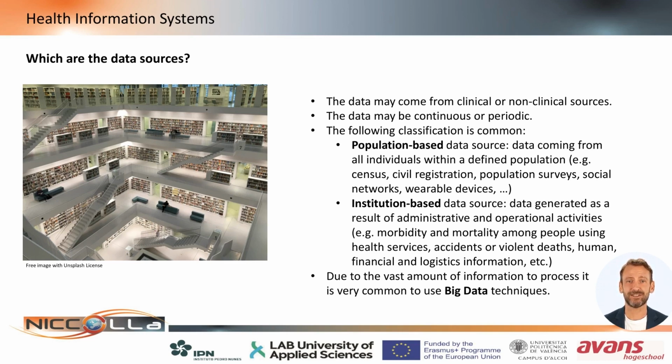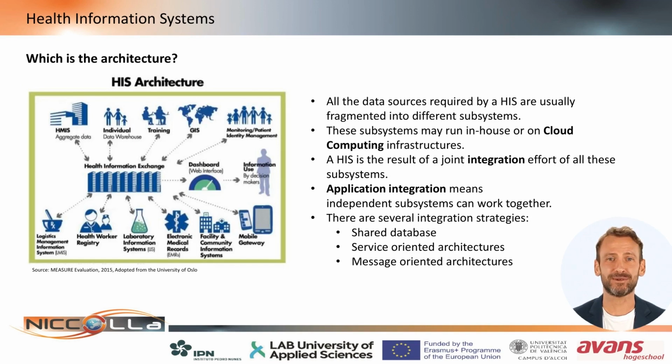With so many data sources, the amount of data to process is typically so huge that big data techniques are commonly applied in order to obtain insight from the data. But this matter will be the subject of another course. A health information system is not a monolithic creature. Instead, all the required data sources are usually fragmented into different subsystems, usually geographically distributed. Some of these subsystems may run in-house, in on-premises data centers. Others may run on remote cloud infrastructures, in order to guarantee appropriate capacity, performance, and reliability. This matter will be introduced in another course.